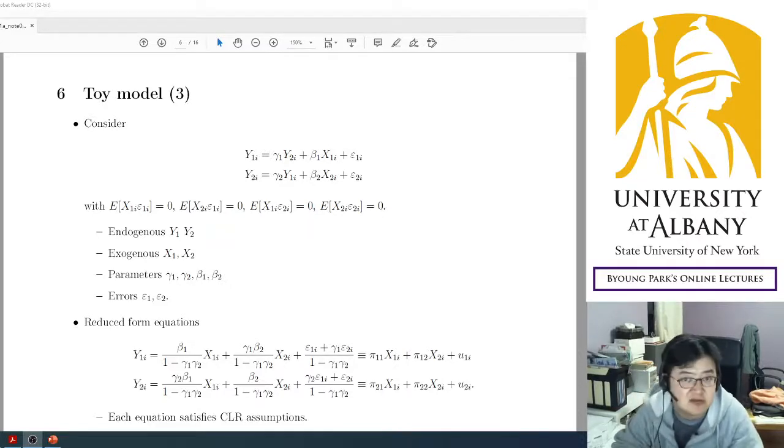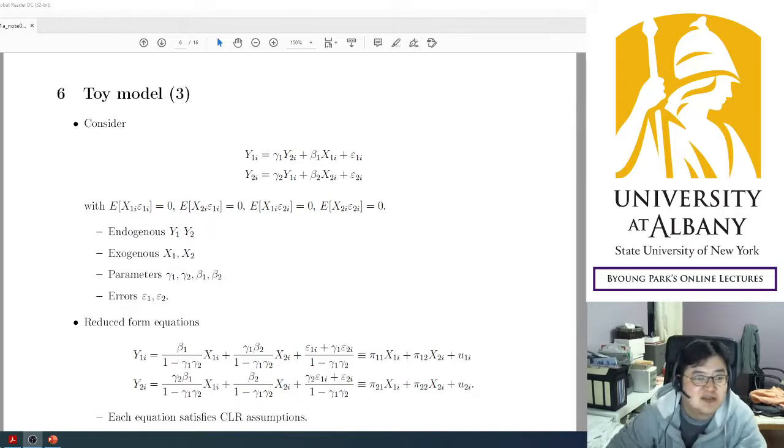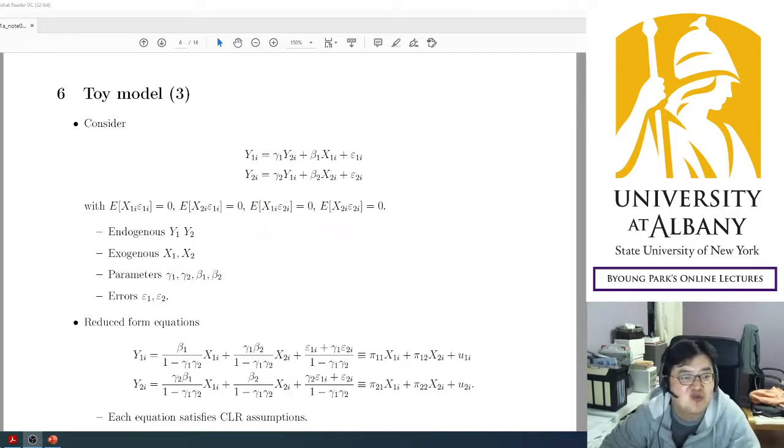This is the third toy model, and this model is identified. So here I can show you the intuition of identification. Now the difference here is that the exogenous variables are different: x1 in the first equation and x2 in the second equation.